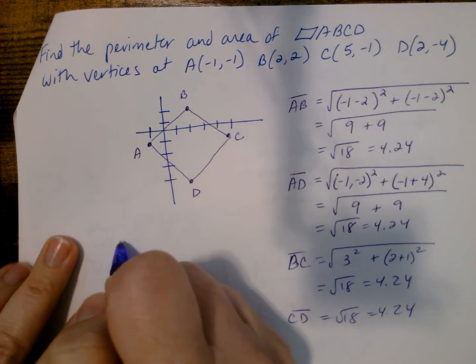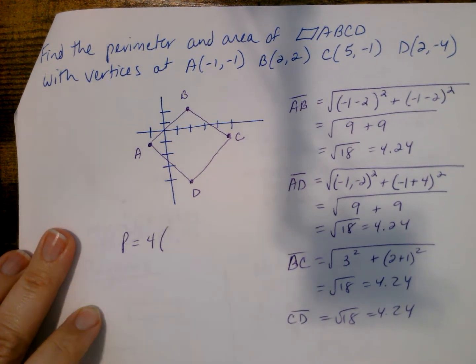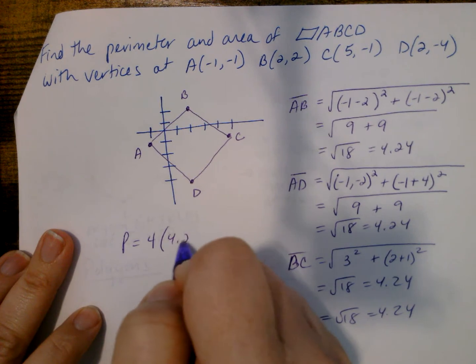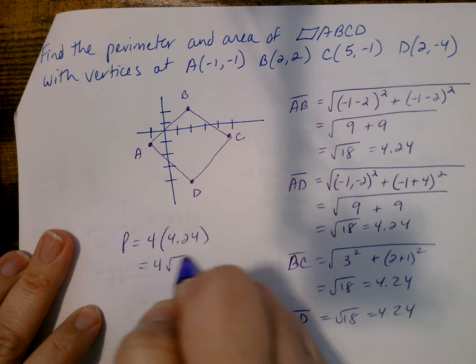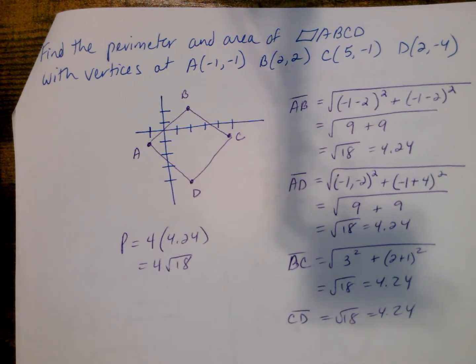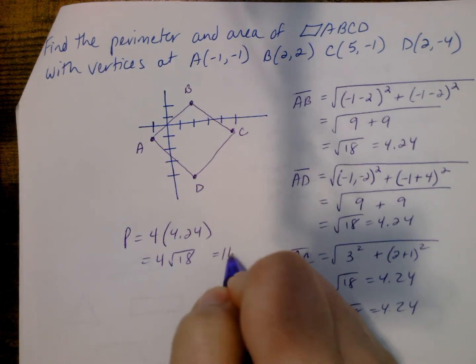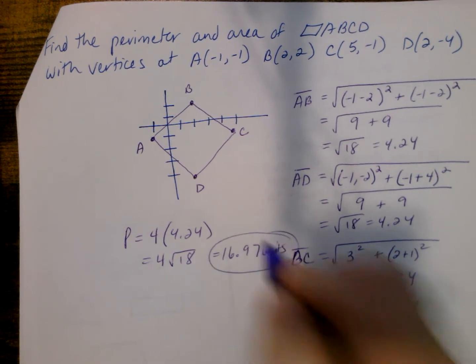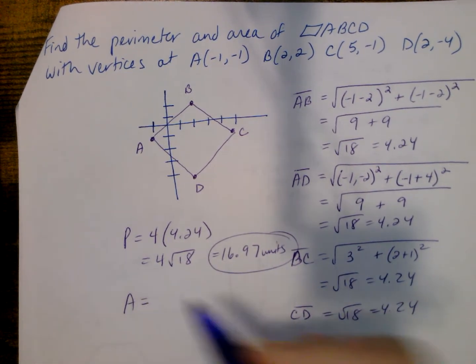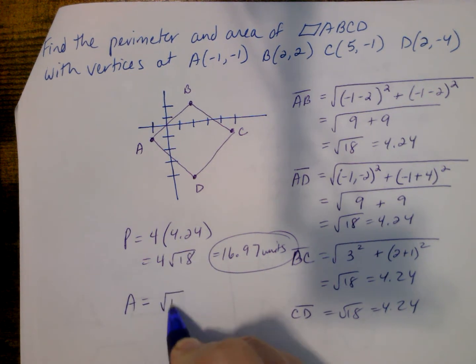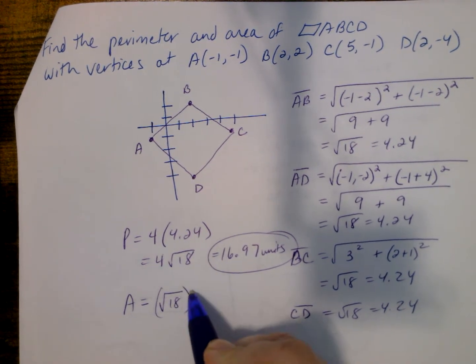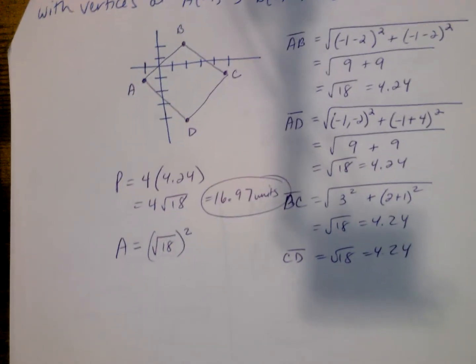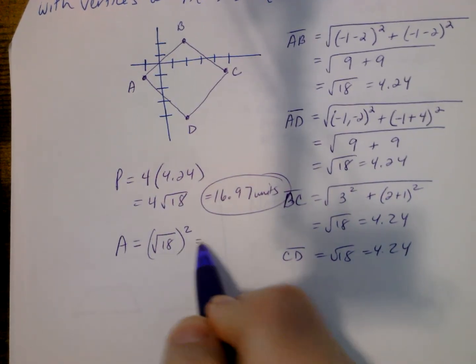So you are just going to say the perimeter is 4 of the 4.24s, or 4 square roots of 18, and get your answer to be 16.97. And you would just say units. And then the area would be side squared, or square root of 18, which was its side, squared. Hey, what happens when you square root a square? It comes out.